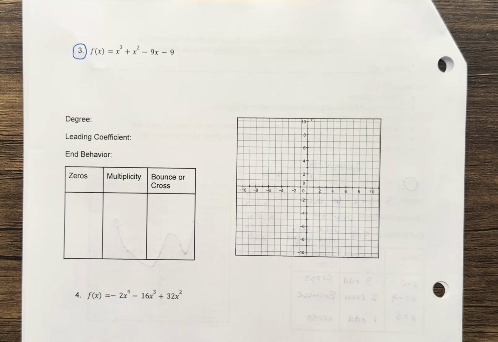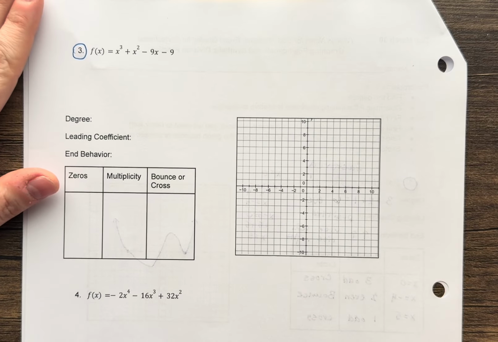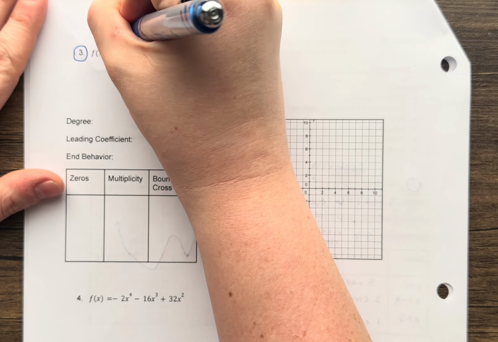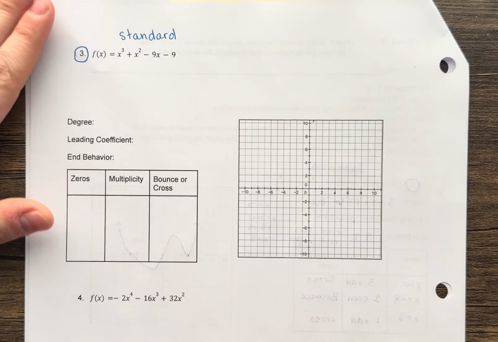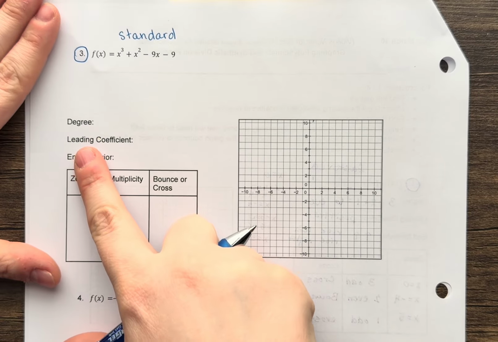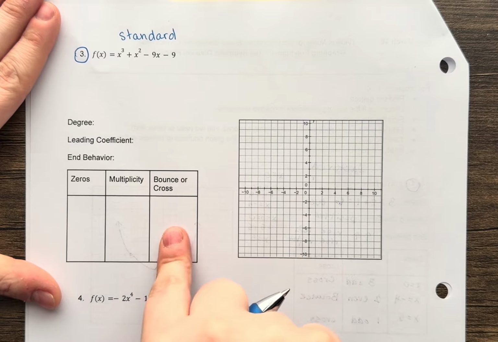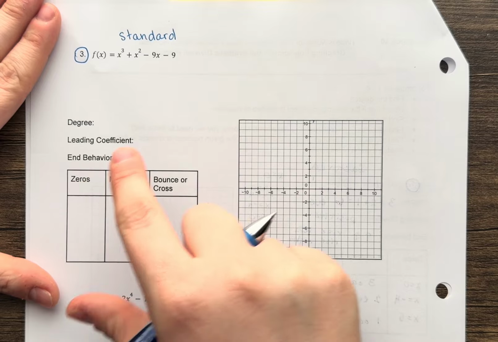So for problem number 3, we have f of x equals x cubed plus x squared minus 9x minus 9. Our first step is to, again, identify: is this in factored or standard form? This one is not factored yet, so this is going to be our standard form. Before we can do a whole lot with it, we could identify the degree, leading coefficient, and end behavior. But we know for the zeros and everything, we're going to need to factor this. Maybe let's do the degree, leading coefficient, and end behavior first.